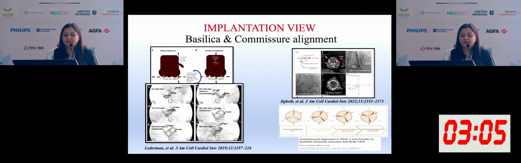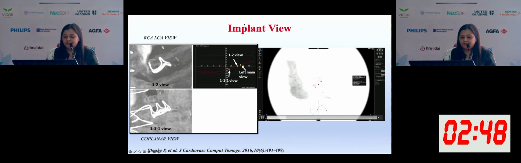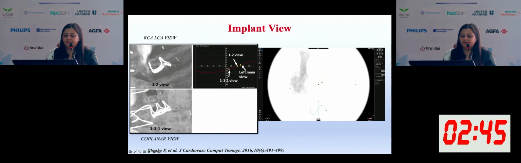In addition to that, with CT we can define the implantation views and deployment views. We can also give the projection views which will be helpful for BASILICA and commissural alignment. How do you do that? You overlap the right and the left coronary cusp so that the non-coronary strut will be thrown onto another side. It is called the 1:2 view. And when you align all three in a similar manner, where the yellow, green, and red dots are in the same plane, that is called the 1:1:1 view, the coplanar view, useful for implantation.